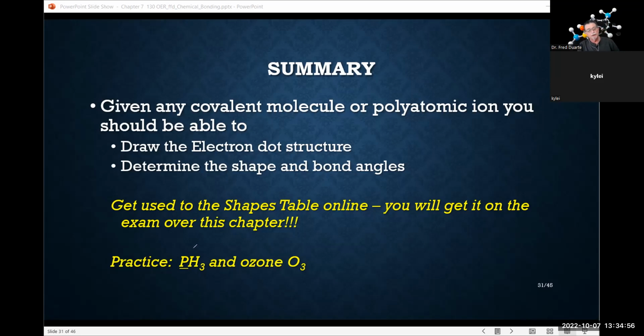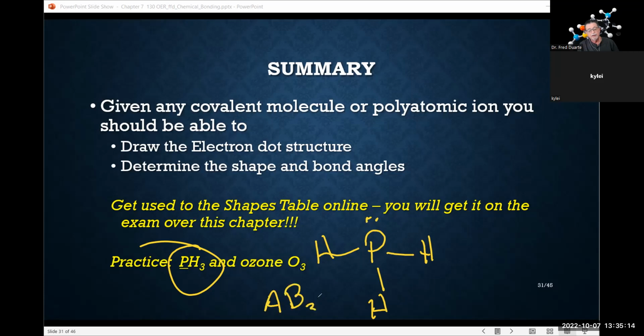Now, I can very quickly go over this one here. PH3 is just like ammonia. And if you go through it, you'll find that the Lewis dot structure will be as follows. And that will be the general formula of AB3E. Just like ammonia, the one we did before.